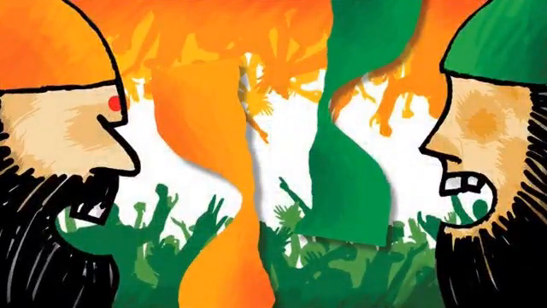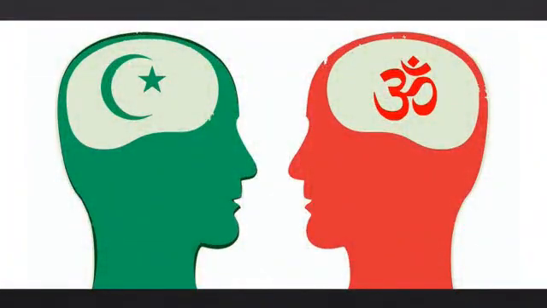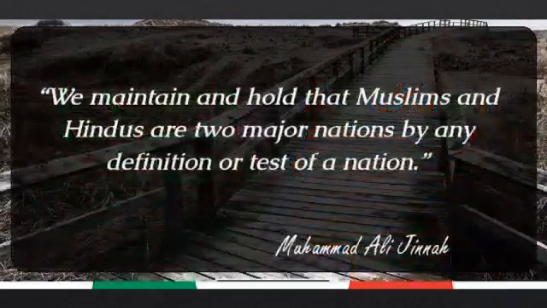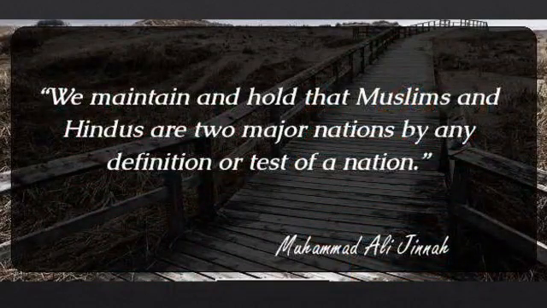The two-nation theory was the founding principle of the Pakistan movement and the partition of India in 1947. The ideology that religion is the main factor in defining the nationality was used by Muhammad Ali Jinnah while he demanded for a separate Muslim state.